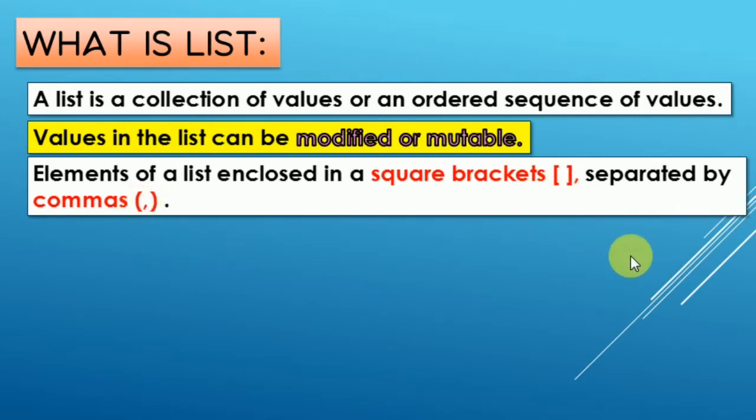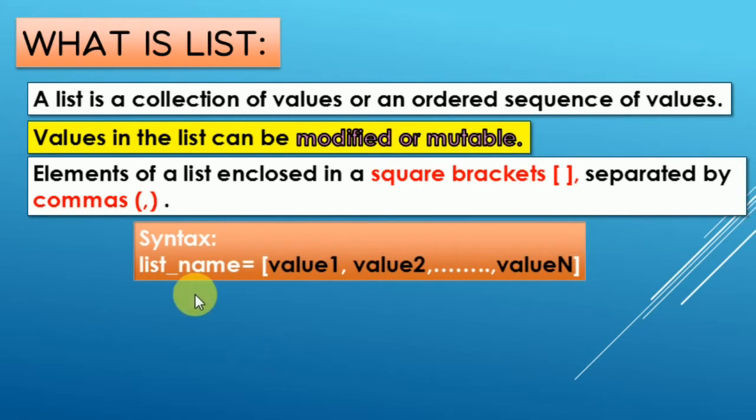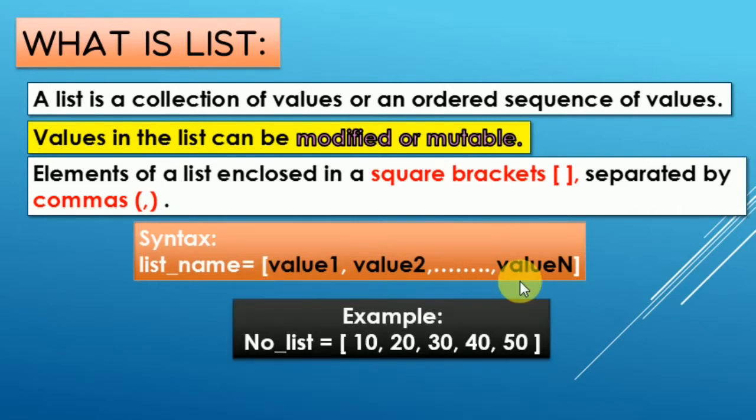So I'm going to show you the syntax also. The syntax is like list name equals to value 1, value 2, value 3, like this, and two brackets are there. This is an example: 10, 20, 30, 40, 50. And how do we find out that this is a list? Because the square bracket signs give us the information that this is a list.